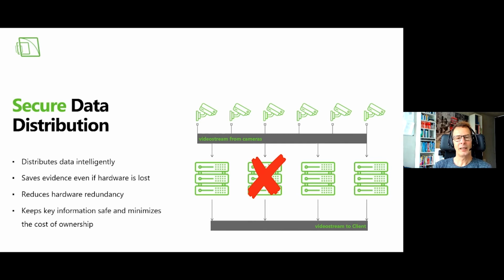So if a hard disk is lost, you still have a valuable, viewable stream. It reduces the hardware redundancy, in that you don't need to invest in a RAID system with a RAID controller and more hard disks, etc. And it keeps your information safe. It also minimizes the cost of ownership because you do not need to invest in a RAID system or a redundant system. So what does it mean in detail? Let's have a look.